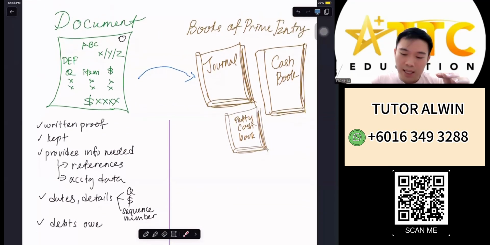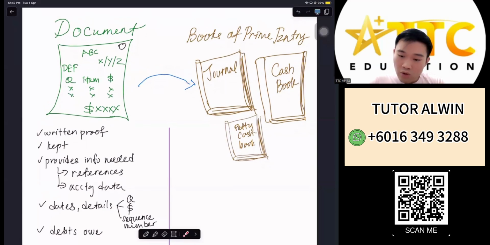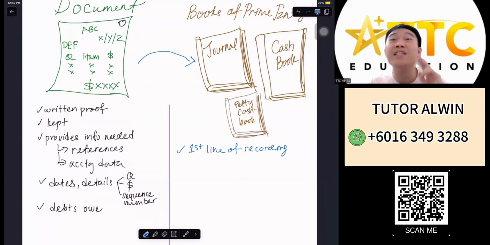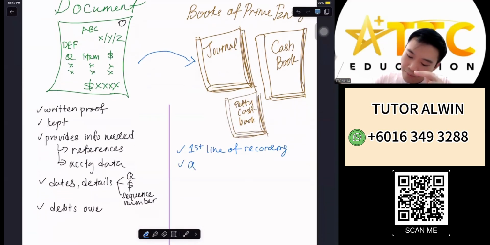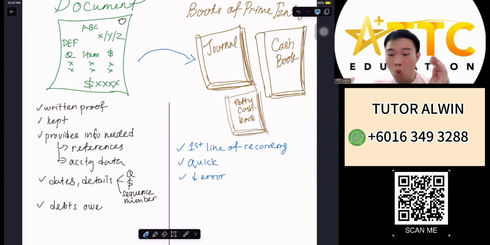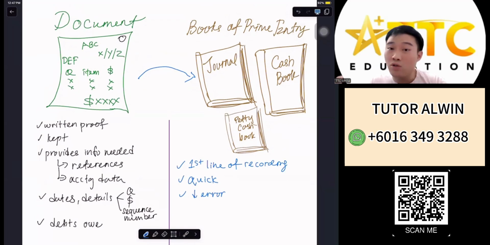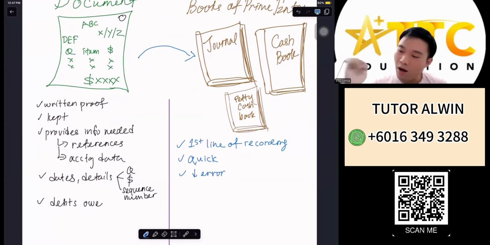Now, remember just now we said that we have to record these documents into the books of prime entry. These books of prime entry are our first line of recording, as in our bookkeeping starts right here. So it is quick. It can help you to reduce errors because you do not need to record each transaction for a document into the so-called ledger in one shot. We only post them into the ledger normally at the end of the month. So you do not need to go through the hassle of straight away recording into the ledger every time you receive a document. No need. We'll be talking about the ledger later on.